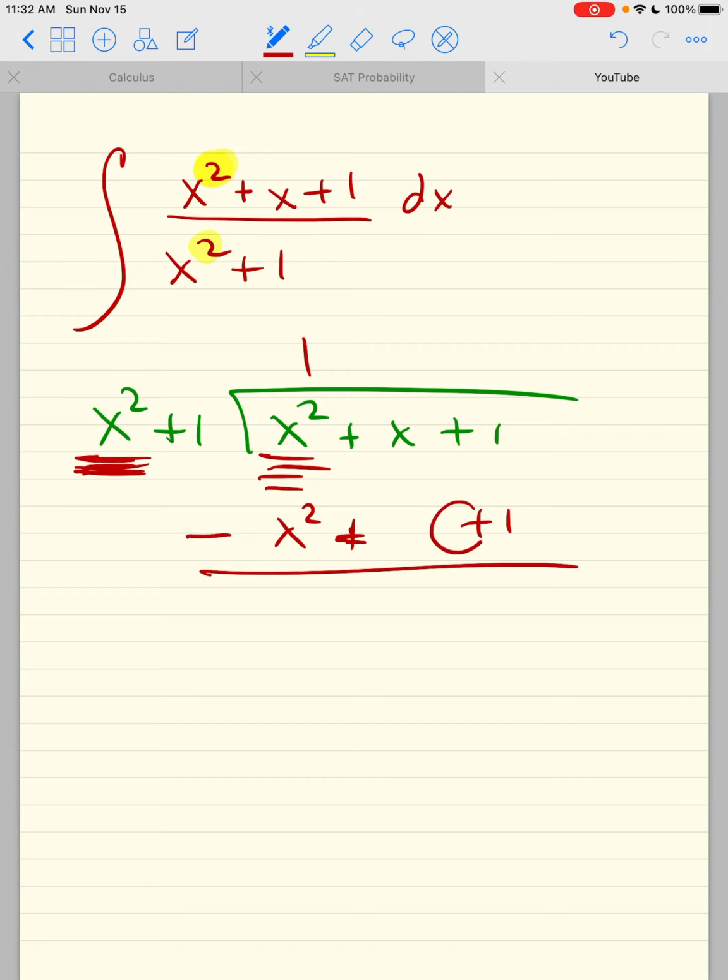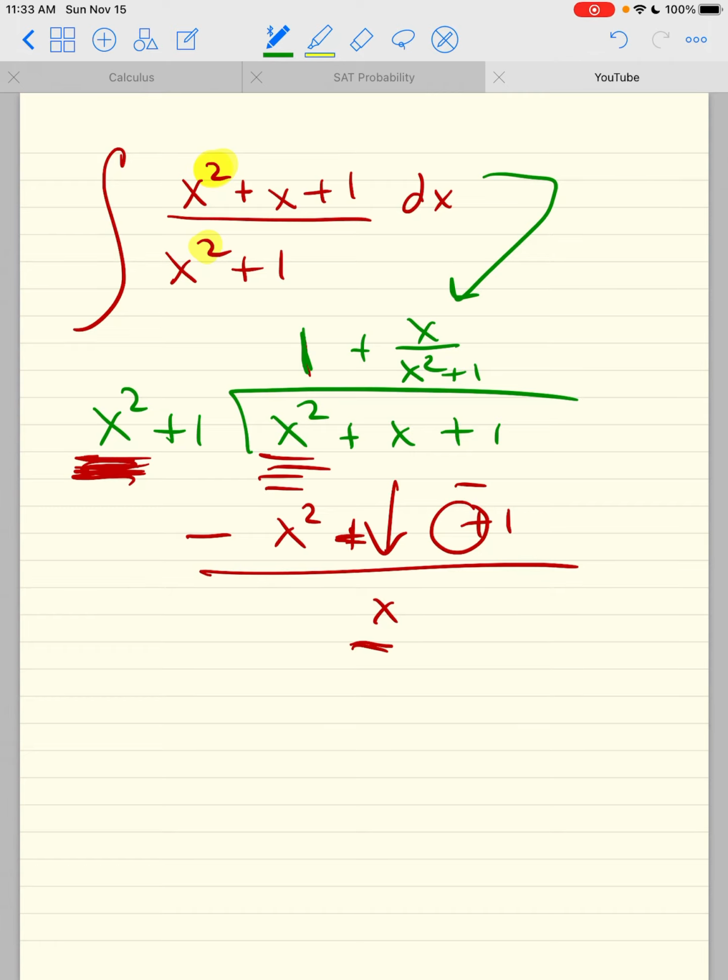You're going to subtract, because that's what you do. And then bring down the x. How many times does x squared go into x? No times. So therefore, you're left with plus x over x squared plus 1. So you need to use long division here. All you did was create this to be this.